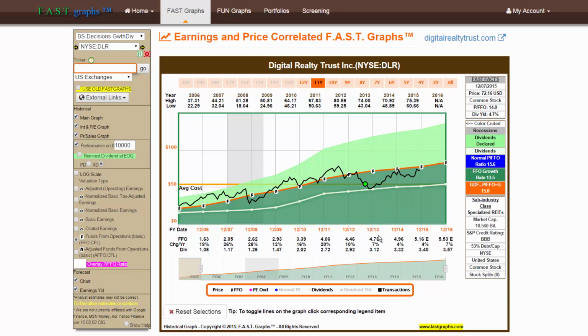However, I also want to point out that if you really look at this picture carefully, you'll notice that if I take price off the equation, you see that funds from operations growth has been very steady. This honeydew green line illustrates the dividend growth prior to being paid out, and the light green shaded area shows dividends after they've been paid out. But the point is, when you focus on fundamentals first, in this case funds from operations and dividends, you notice that price tracks operating results, earnings in a regular company, funds from operations in the case of Digital Realty.